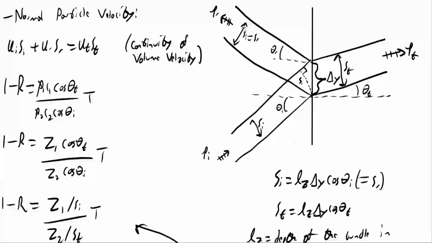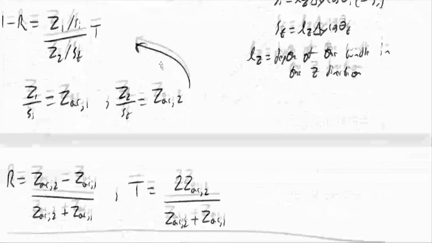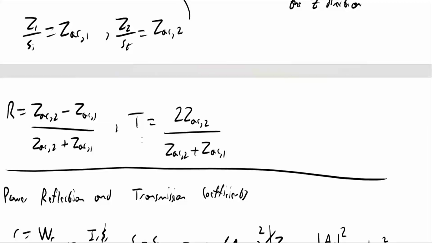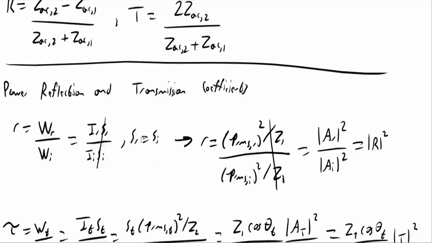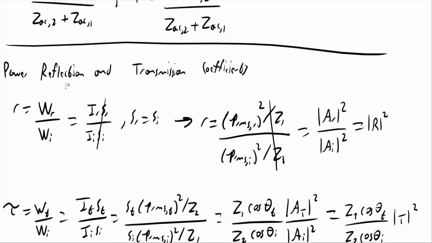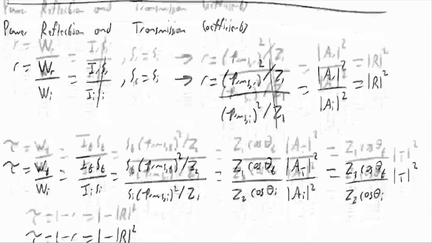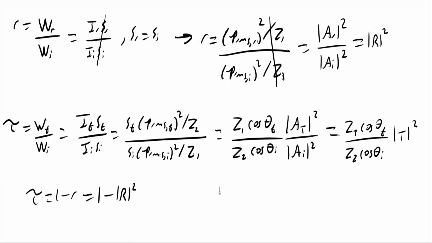Then we said, okay, what if we reformulated the question a little bit, or thought harder about what's going on at the interface, including some areas. And that allowed us to show from the continuity of volume velocity that we can write our reflection and transmission coefficients in terms of acoustic impedances. Finally, we derived the power reflection and transmission coefficients, which are shown here. So that concludes this video.